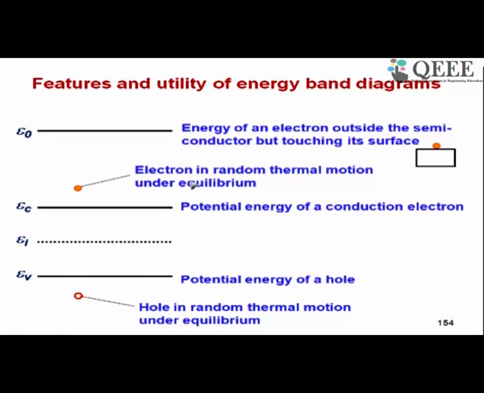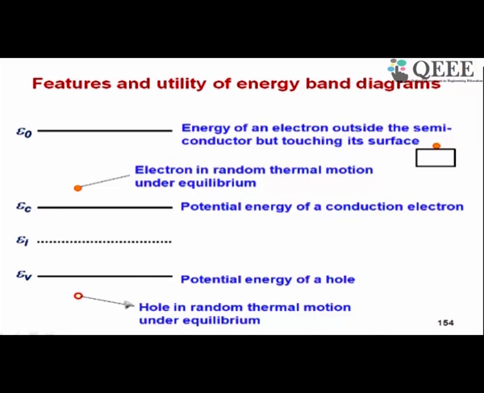So an electron in random thermal motion, you know that it has some velocity, right? That is called the thermal velocity, 10 power 7 centimeters per second at 300 K in silicon. Therefore it has a kinetic energy. So how do you show such an electron on energy band diagram? So the difference between the energy of this electron and EC, this difference is the kinetic energy, okay?